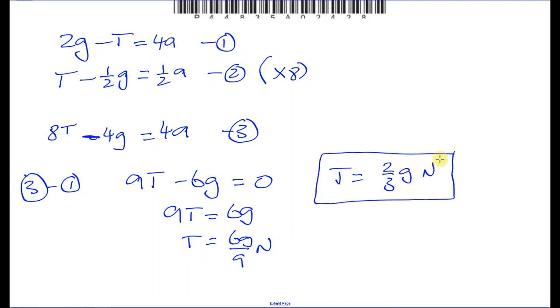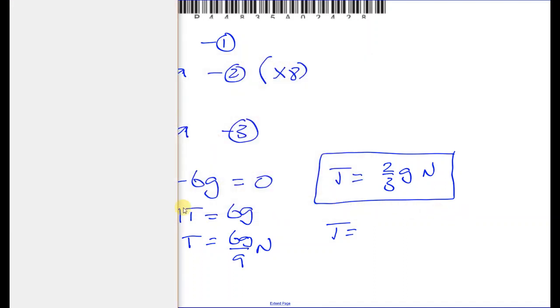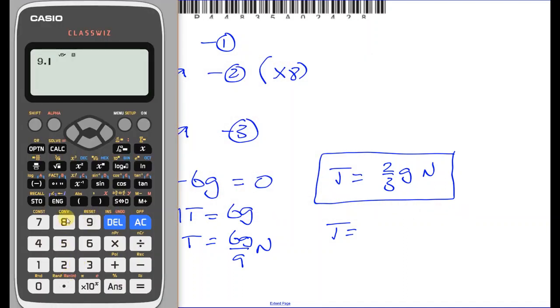Okay, you can write your answer in this form. You can write your answer by writing 2/3 times 9.8 if you wish. So you can say 9.8 times 2 divided by 3 gives you 6.5, and you could write your answer as 6.5 if you wish.